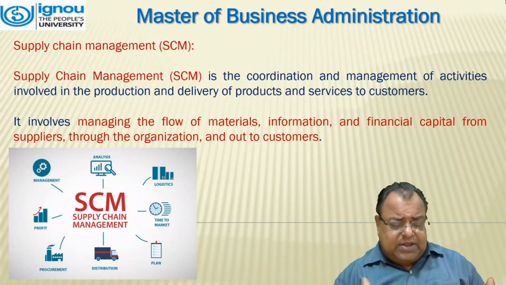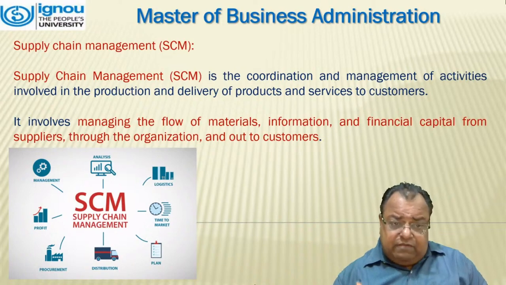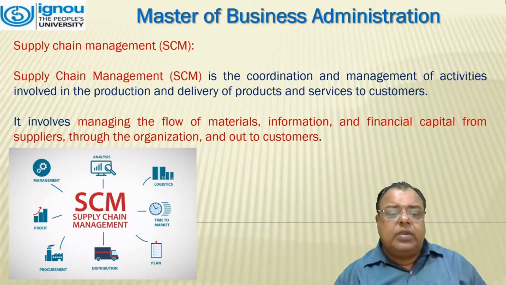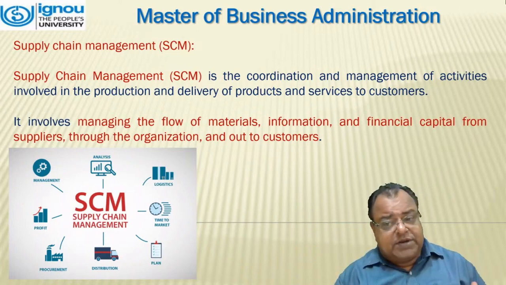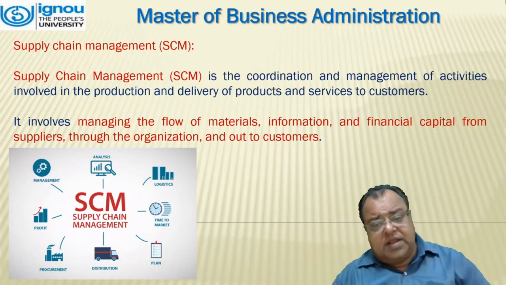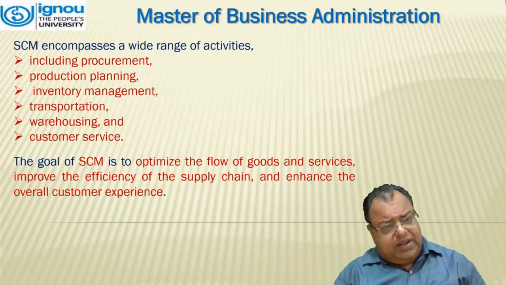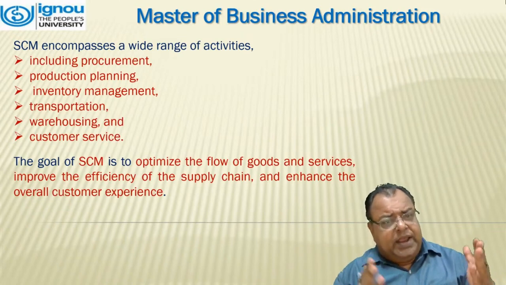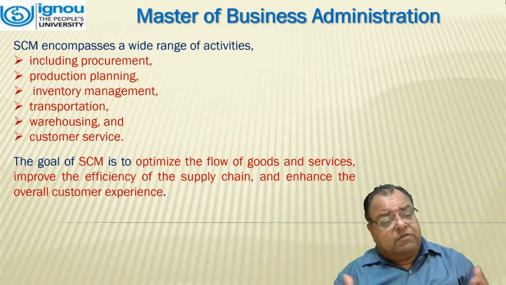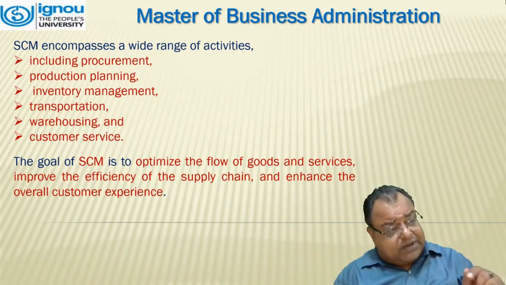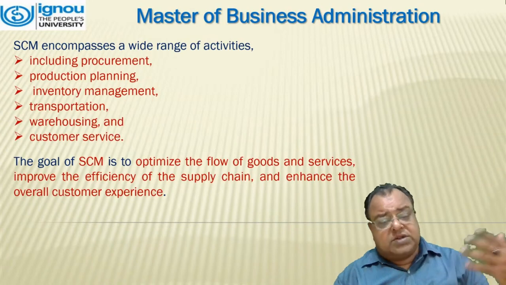Then comes supply chain management. Supply chain management is the coordination and management of activities involved in the production and delivery of products and services to the customers. It involves managing the flow of material, information, and financial capital from the suppliers through the organization and out to the customers. SCM includes a wide range of activities, including procurement, production planning, inventory management, transportation, warehousing, and customer services. The goal of SCM is to optimize the flow of goods and services, improve the efficiency of the supply chain, and enhance the overall customer experience.